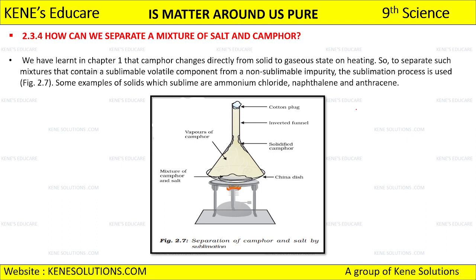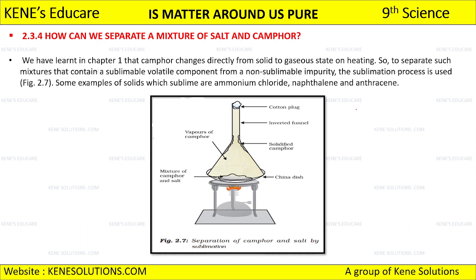Sublimation process is used, and some examples of solids which sublime are ammonium chloride, naphthalene, and anthracene. These are some of the substances which are sublime in nature, that is, they get converted from solid to gas directly. So using this technique called sublimation, we can easily separate the mixture of salt and camphor. Getting my point, everyone?